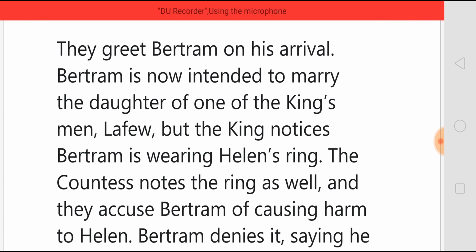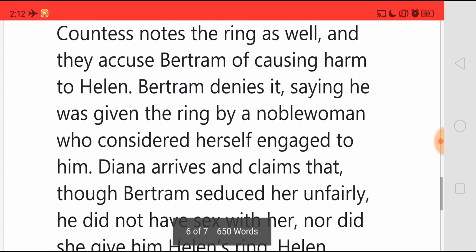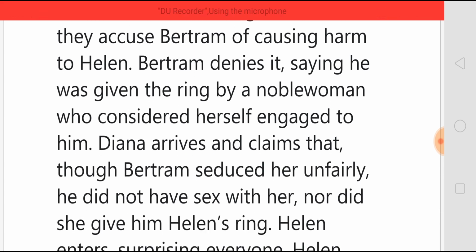Bertram is now intended to marry the daughter of one of the king's men, Lafeu, but the king notices Bertram is wearing Helen's ring. The countess notes the ring as well, and they accuse Bertram of causing harm to Helen, because they think it must be him who has caused her death. But Bertram denies it, saying he was given the ring by a noble woman who considered herself engaged to him.